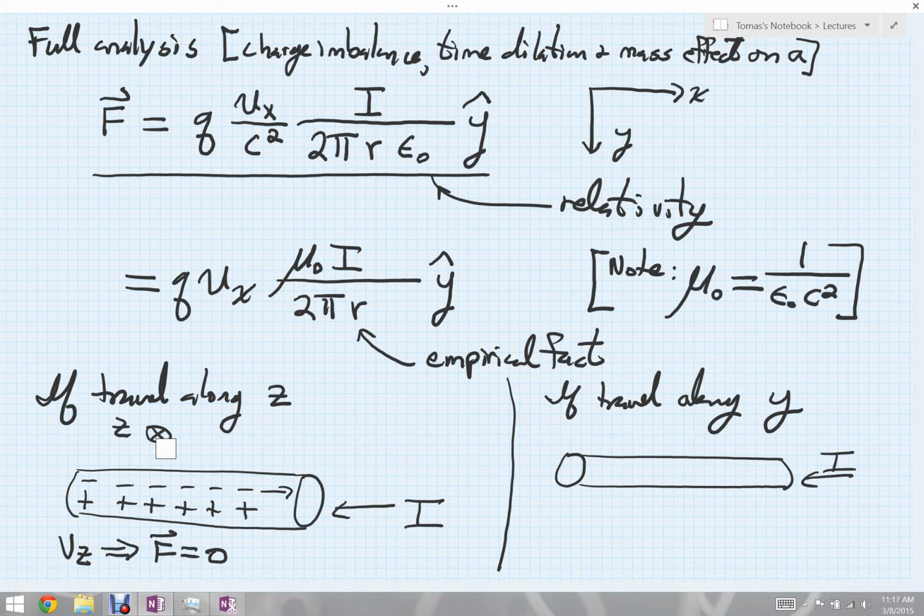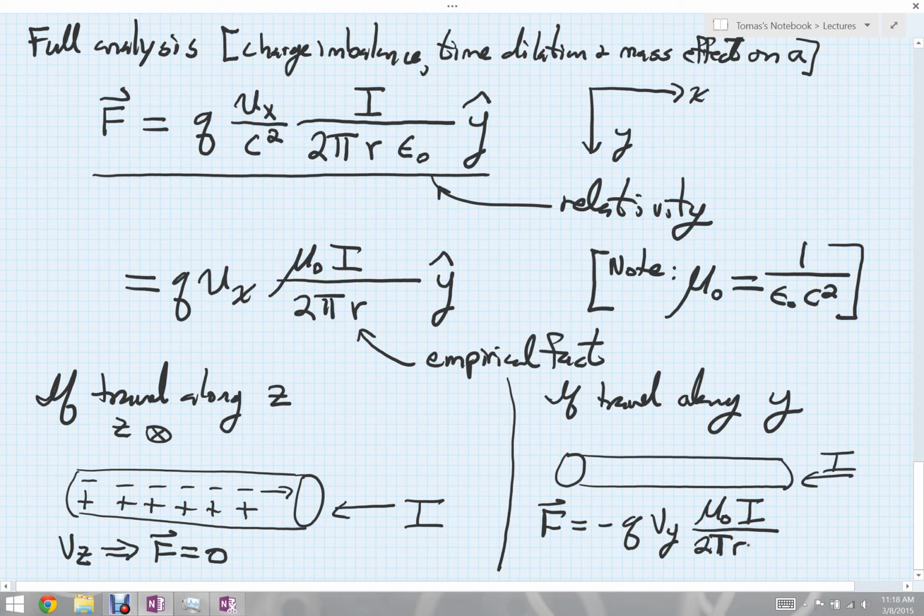if I travel along the y direction, then I find that the force that I end up with has the following form. It ends up with a minus sign, q times the velocity that I have in the y direction, times mu naught times the current I divided by 2 pi r. And in this case, the force turns out to be in the x-hat direction.